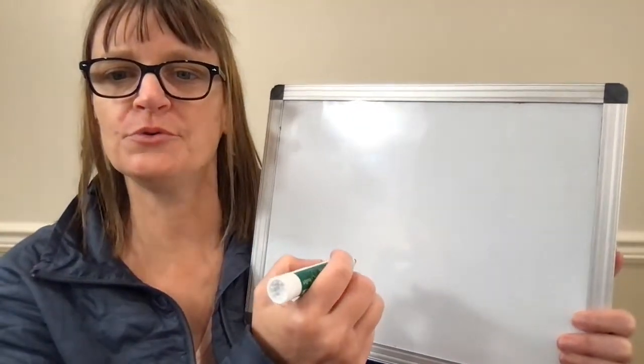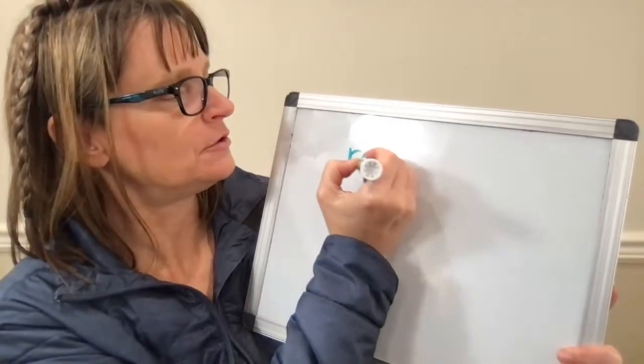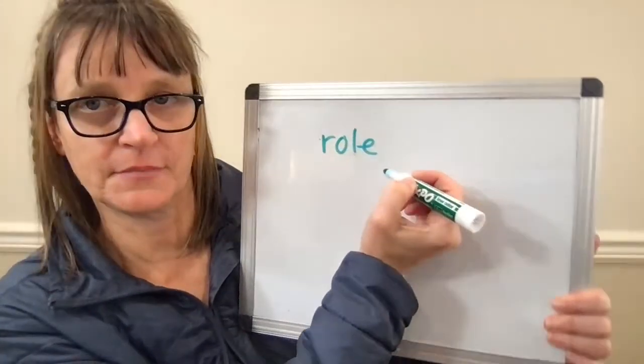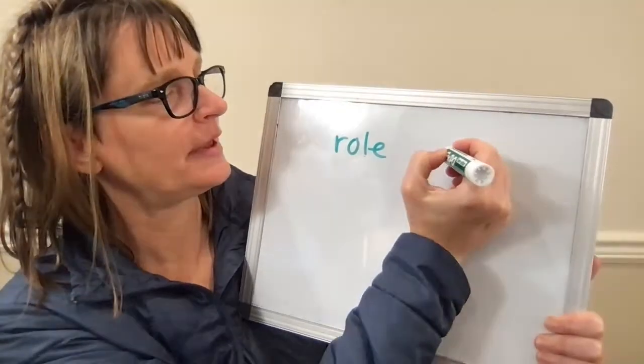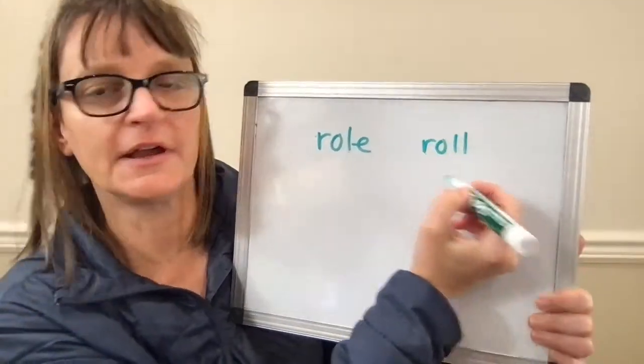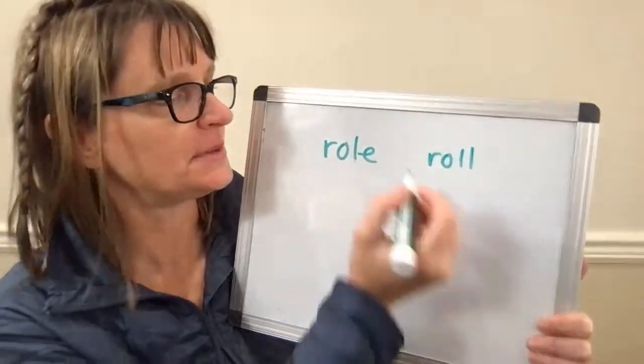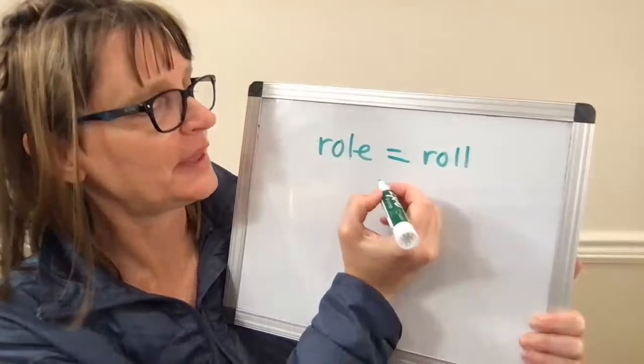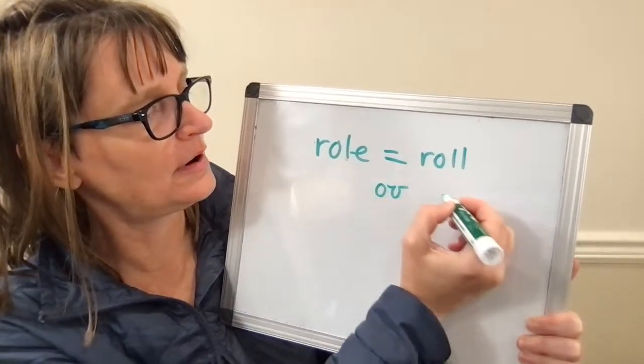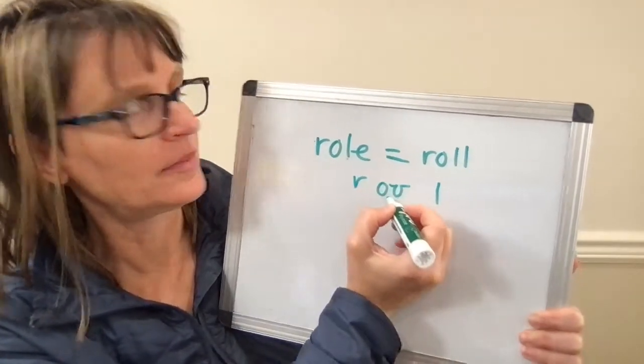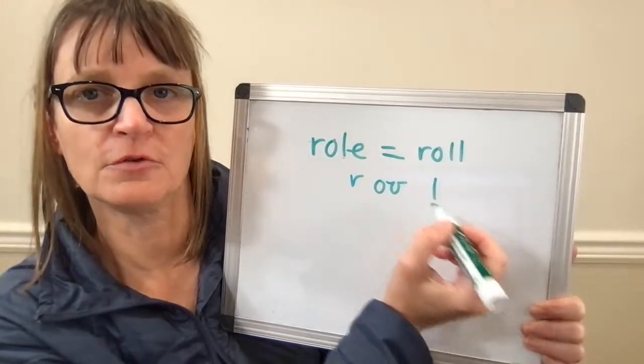Okay, we have a question about roll, rule, and roll. So roll, like a part, my part that I play, and roll, like the food or the action to roll something, are the same. They both have the O diphthong and a dark L, roll.